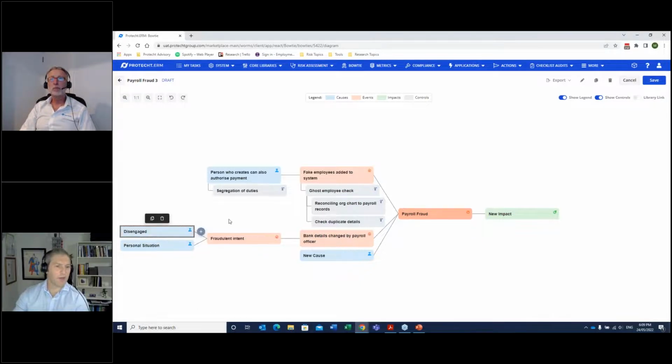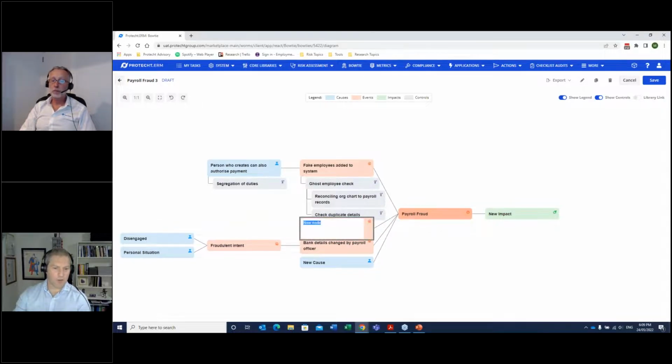Workplace. So we may have an example of they've got fraudulent intent, but that is a combination of multiple causes, and we can't really address their personal situation, but we might be able to affect how engaged they are in the workplace, which might be a contributor to this fraudulent intent. We can throw in another one. What else could we come up with?